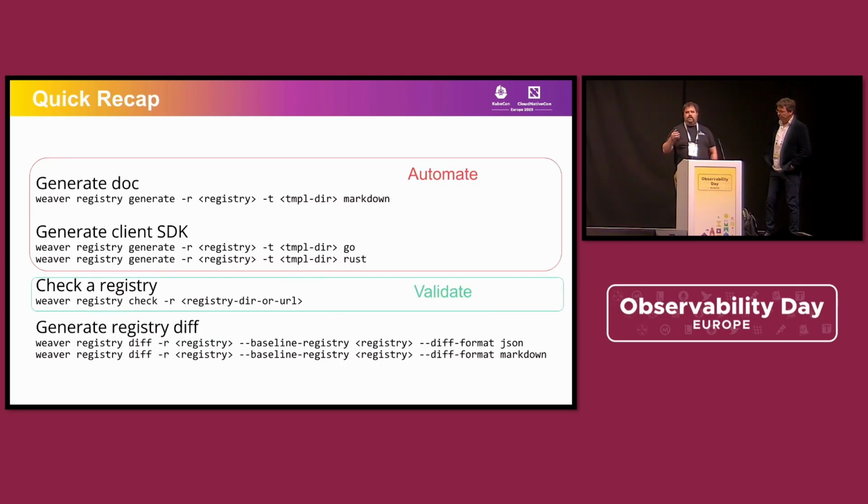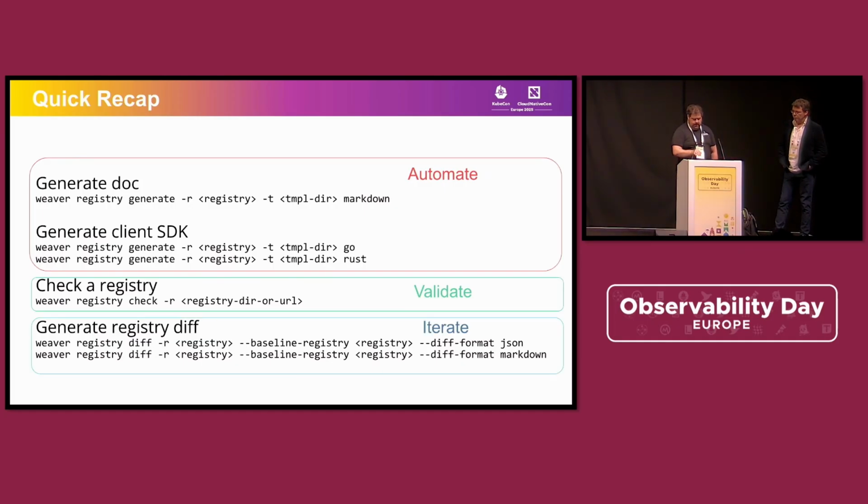Yeah, so validate is this check command that runs a version of the OPA policy agent, the Rego engine. And then registry diff was that idea that you can iterate. So you can change your metrics, you can keep your production live, you can describe what those changes were to downstream systems that need to consume them and adapt to them.